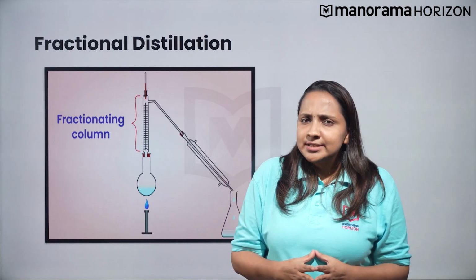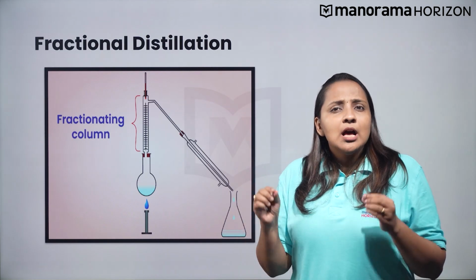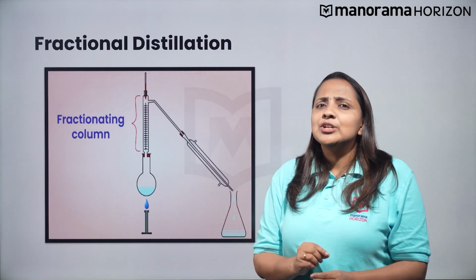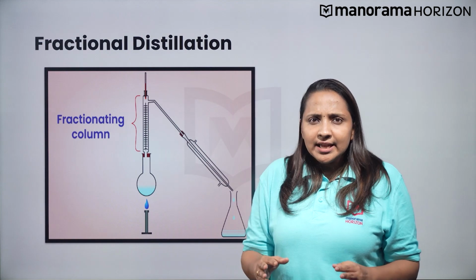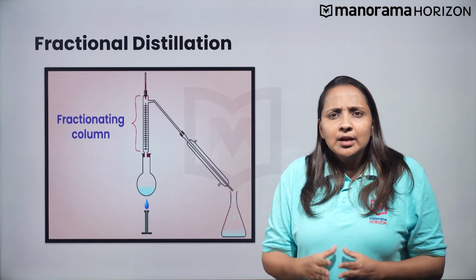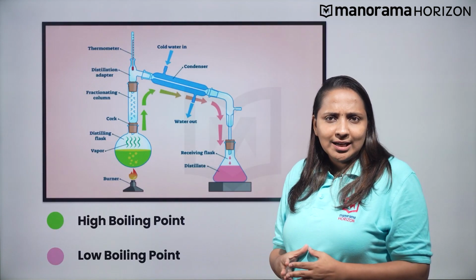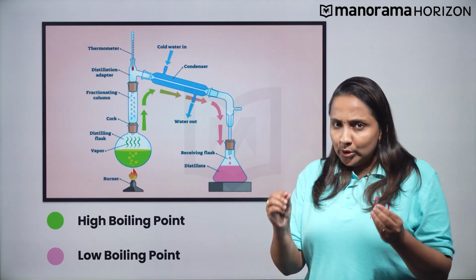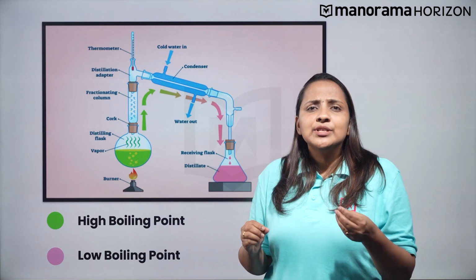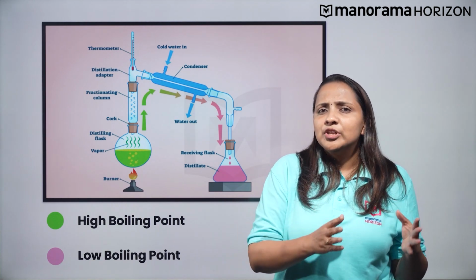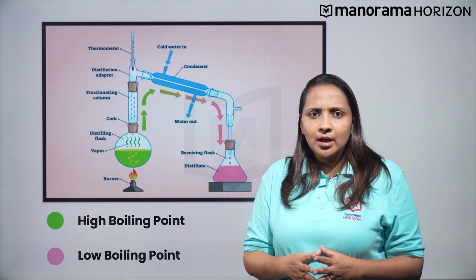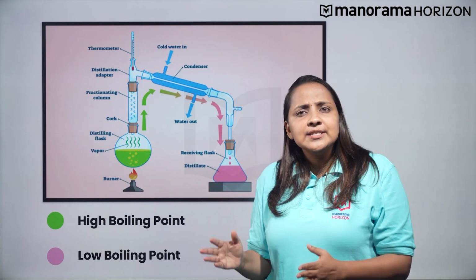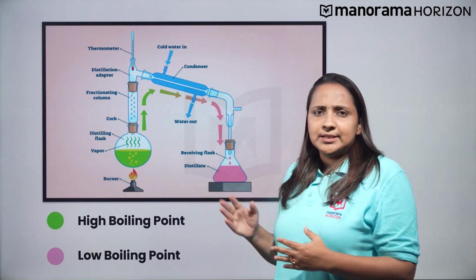In fractional distillation, upon heating, the vapors of both the liquids will be formed. As they rise into the column, the vapor of the high boiling liquid will have a tendency to condense first. In doing so, they release heat which is taken up by the vapors of the low boiling liquid. As a result, the latter remains in the vapor state.